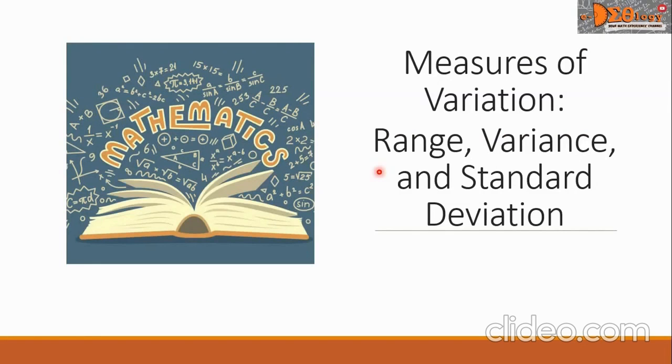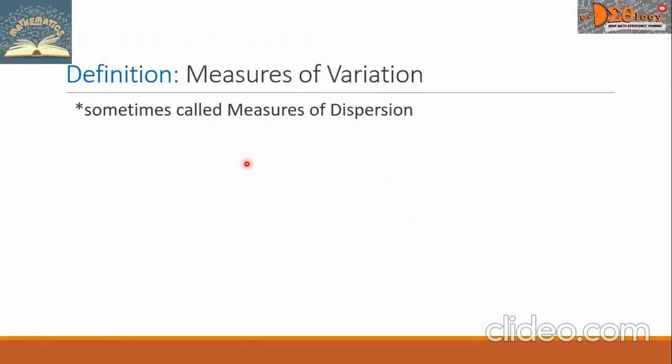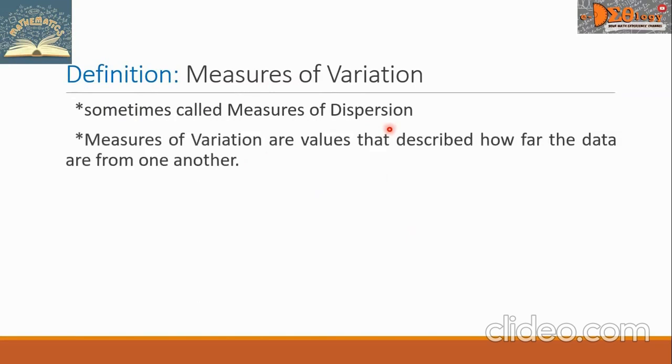Hi everyone. Today we're going to study measures of variation. And these measures are range, variance, and standard deviation. Let us define measures of variation. This is sometimes called measures of dispersion. Measures of variation are values that describe how far the data are from one another.